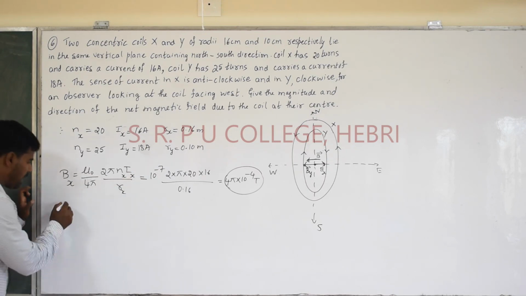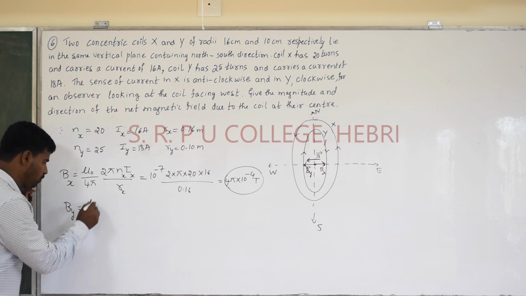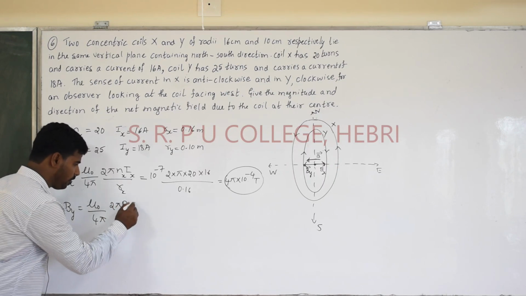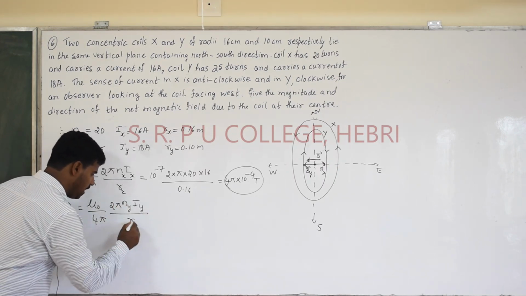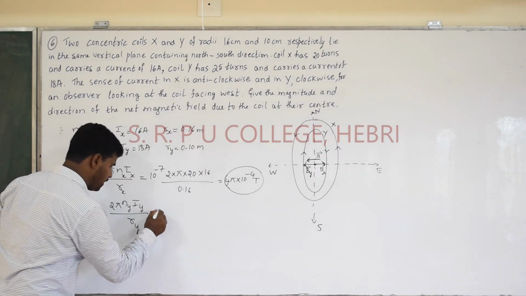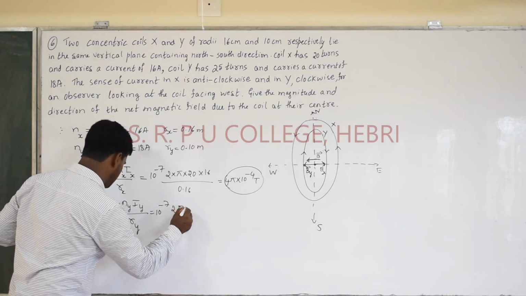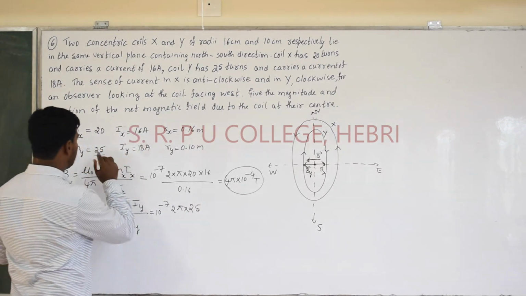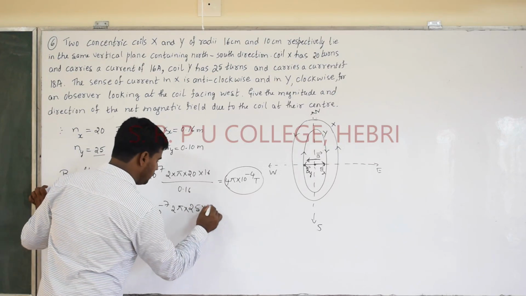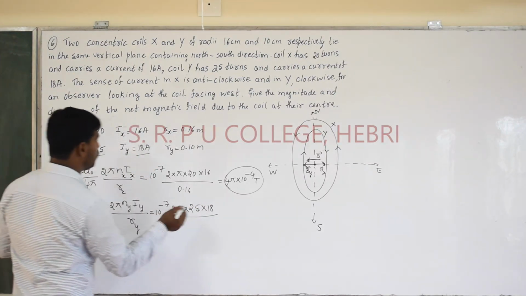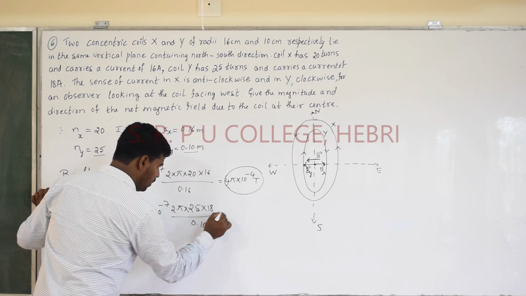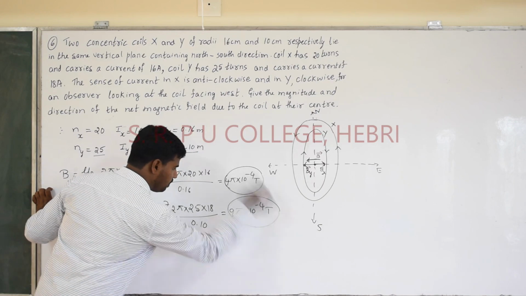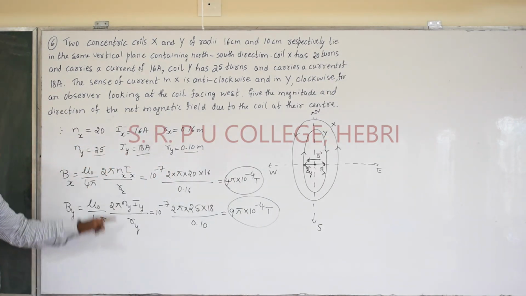Is it clear? Then the magnetic field B_Y is equal to mu naught divided by 4 pi times 2 pi N_Y I_Y divided by R_Y, which is equal to 10 raised to the power minus 7 times 2 pi times 25 turns times 18 divided by 0.10, that is equal to 9 pi into 10 raised to the power minus 4 Tesla. By simplifying this, yes, B_X and B_Y values are known.